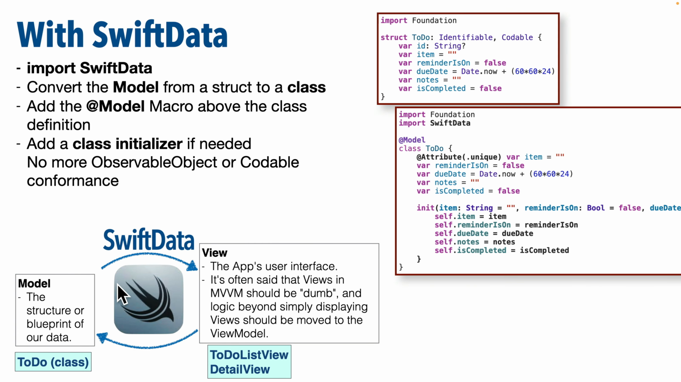So again, as our first step, we got rid of a lot of code. We imported SwiftData. In this example, we don't even need a view model, although there will be cases where you want to have a view model in more complex apps. We converted our struct to a class. We added a Model macro. We added a class initializer, no more ObservableObject or Codable. But in this example, we also got rid of the ID property and Identifiable and used Attribute unique instead.